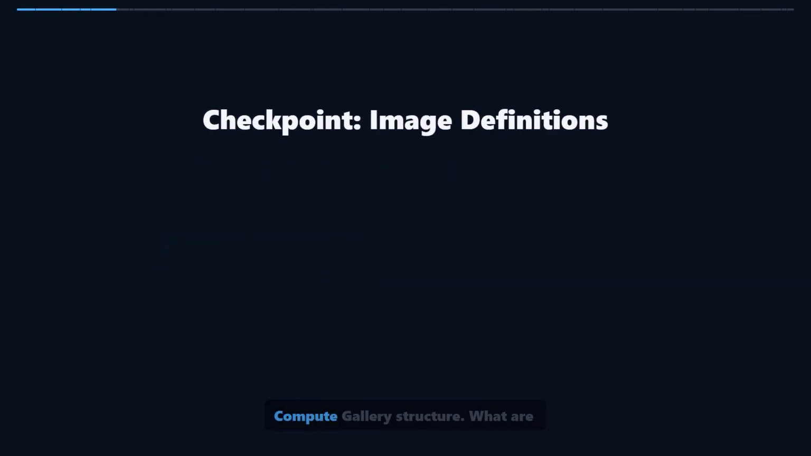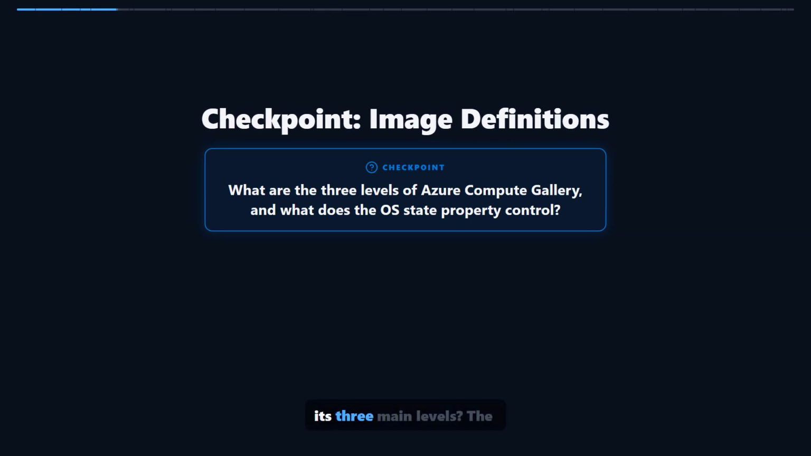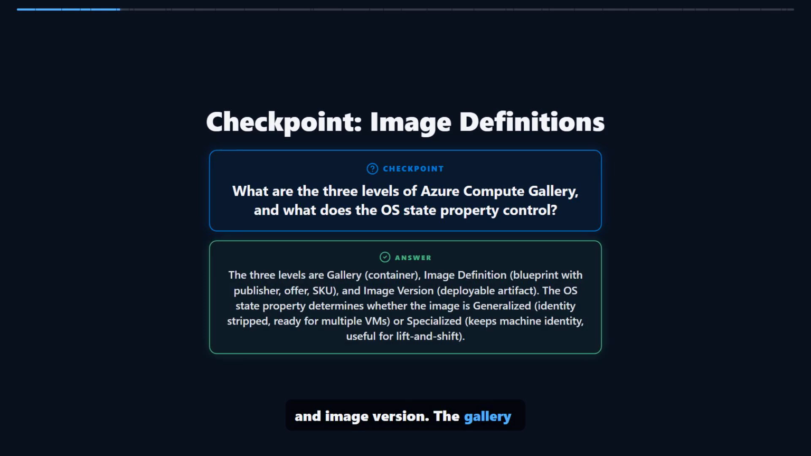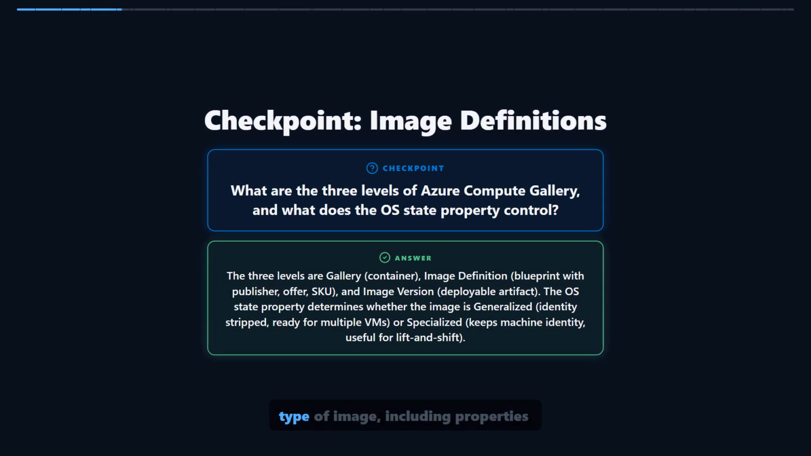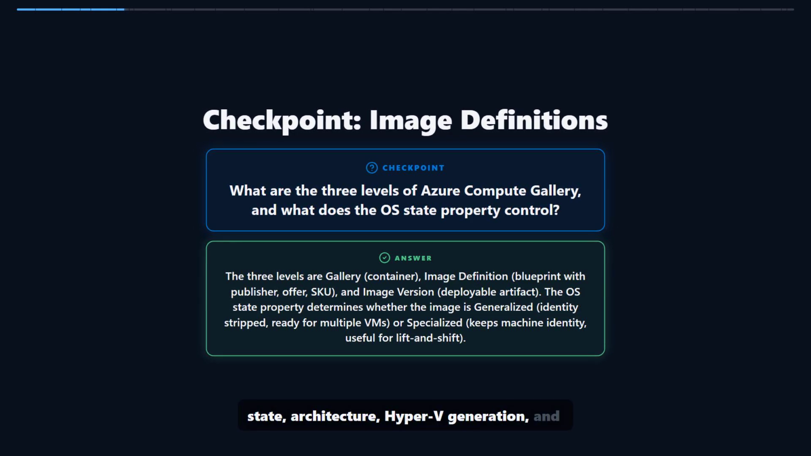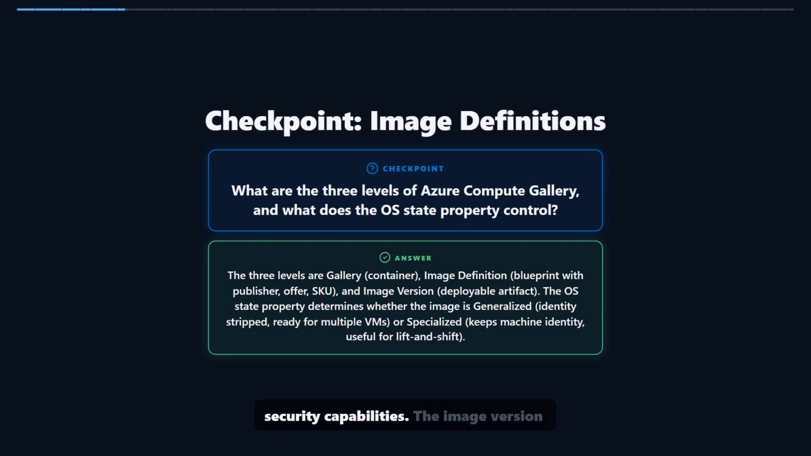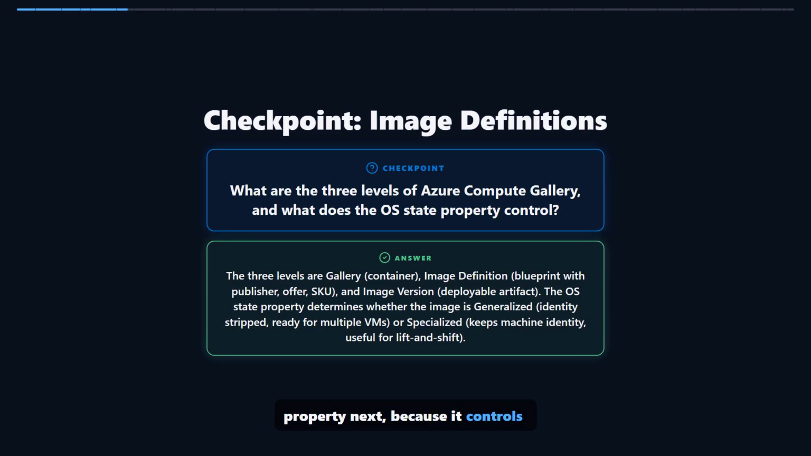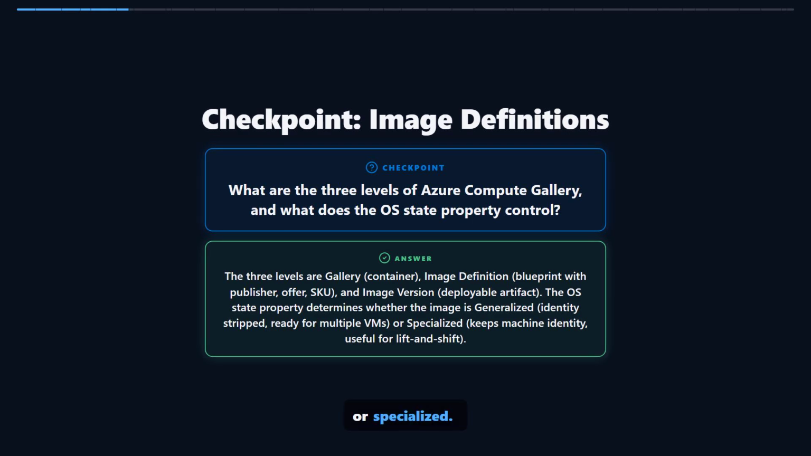Let's lock in the Azure Compute Gallery structure. What are its three main levels? The answer is Gallery, Image Definition, and Image Version. The gallery organizes and shares the resources. The image definition describes the type of image, including properties such as operating system, OS state, architecture, Hyper-V generation, and security capabilities. The image version is the actual deployable artifact. We'll explain the OS state property next, because it controls whether the image is generalized or specialized.